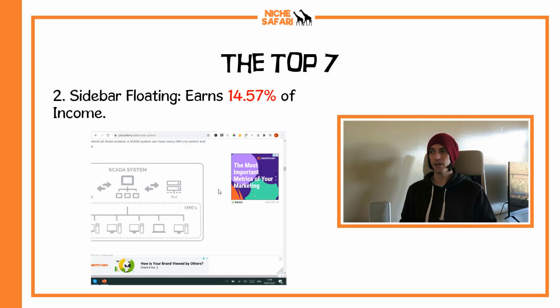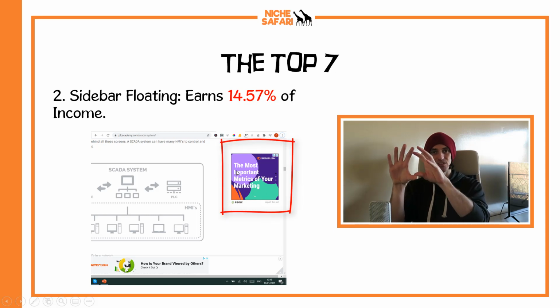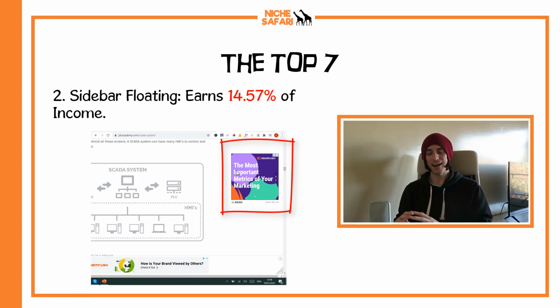The next one that got 14.57% of income was the Sidebar Floating Ad. This one on the right-hand side sticks to the screen and scrolls down as you scroll down. If you don't have the Sidebar Floating Ad, I strongly recommend turning it on, because it earns almost 15% of all of my income.